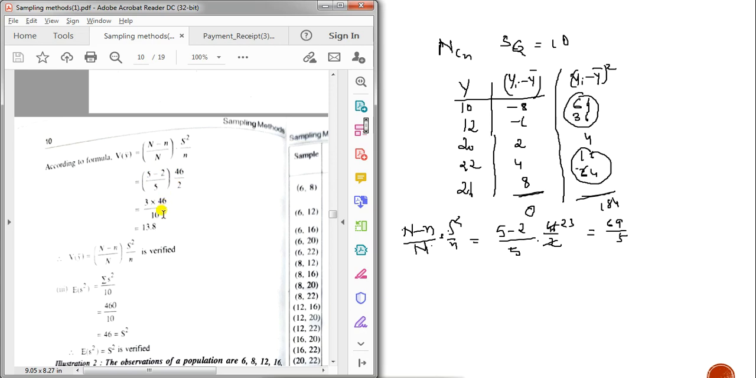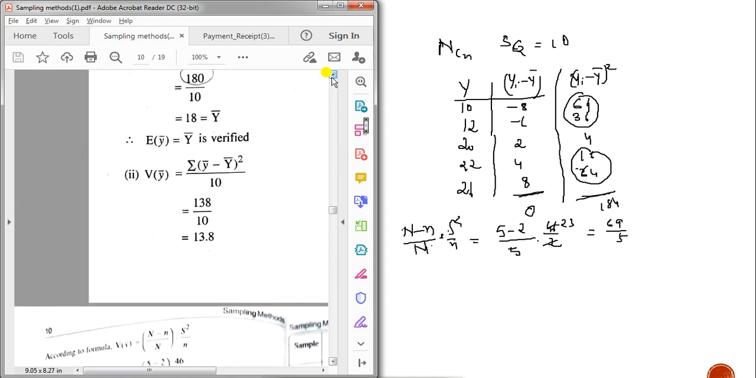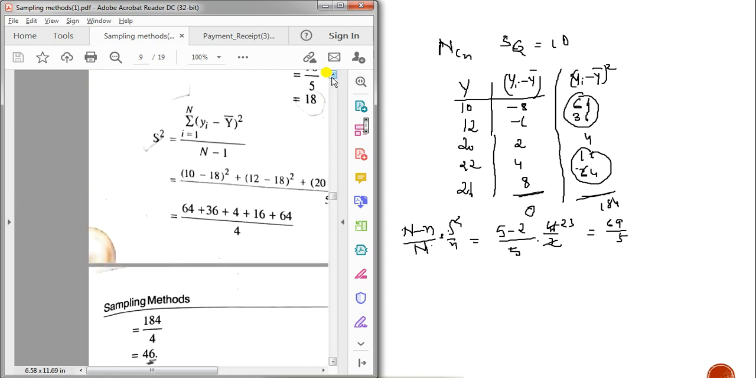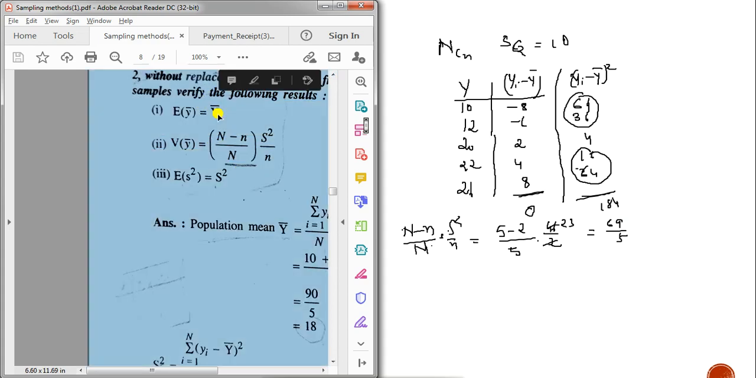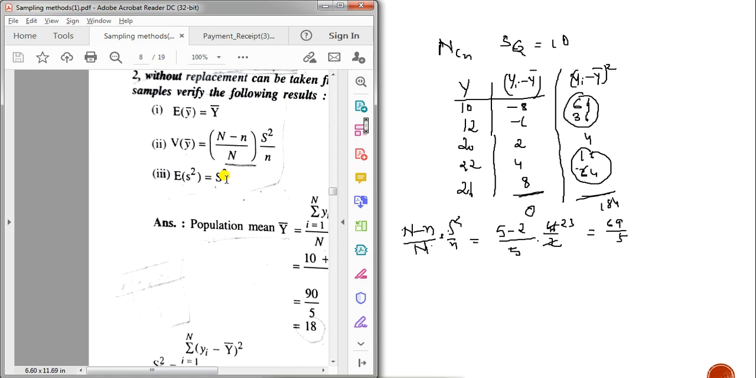So they have divided by 10, but instead of that I have multiplied with 23 into 3. That again will give the same answer. Let me make it double. So 70 into 140, 138, 138 upon 10 is equal to what? 13.8. So the answer is 13.8. So according to the formula we have derived the numbers. So among these three numbers, right hand side, Y bar is 18, capital S square is 46, and this is 13.8.